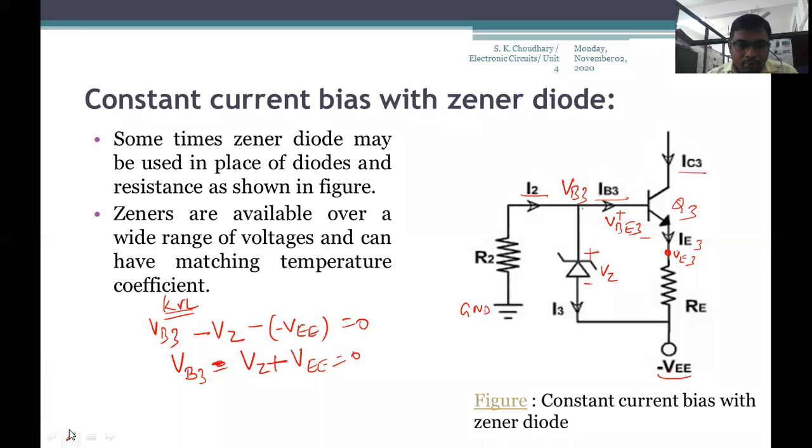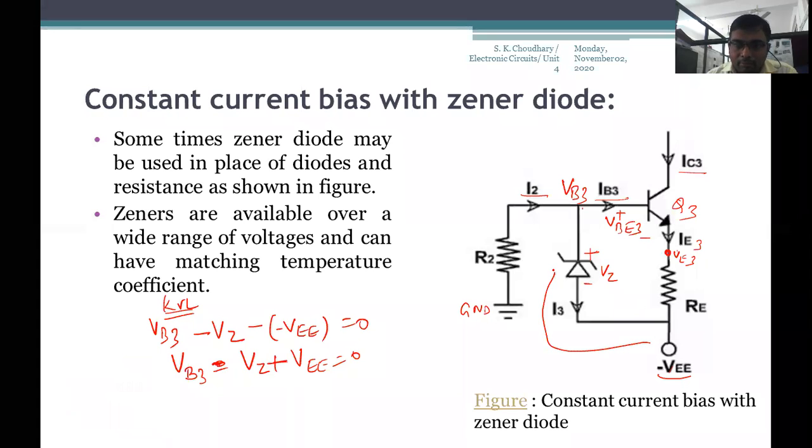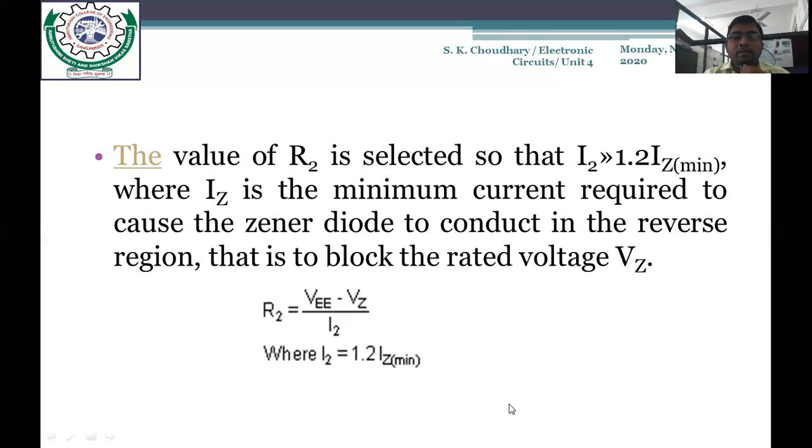So what is the voltage across R2? That is VEE minus VZ. This voltage upon I2 is nothing but the value of R2. Okay, so in this way, you can find out the resistance as well as I2. This minimum condition should be satisfied, and only then can we counter the change of temperature. So this is another method used for constant current biasing for the differential amplifier.